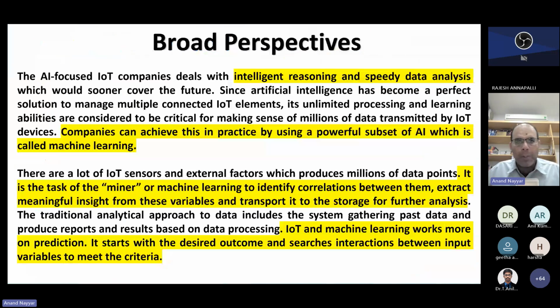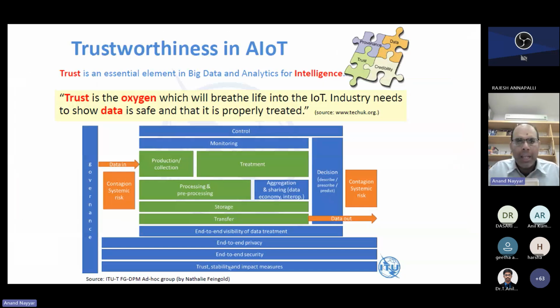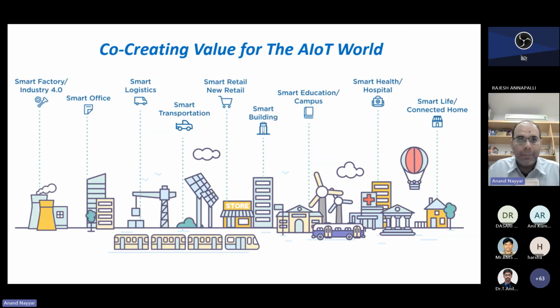And the broad perspectives are in front of you, that AI focused IoT companies are actually dealing with intelligent reasoning and speedy data analysis, and companies need to adopt the more powerful subset of artificial intelligence that right now is called machine learning, but the future will be explainable artificial intelligence. And that's a major thing that you need to research, that trust is the oxygen. Still, the models that we are working with, no doubt they have trustworthiness and responsibility, but still we need to integrate how industrial data, or the data that will be coming up, can be made trustworthy and keep the privacy standards to the next level.